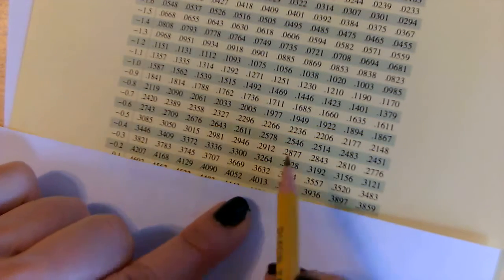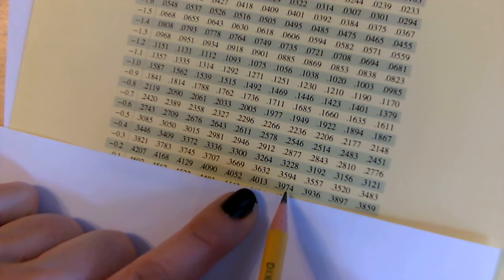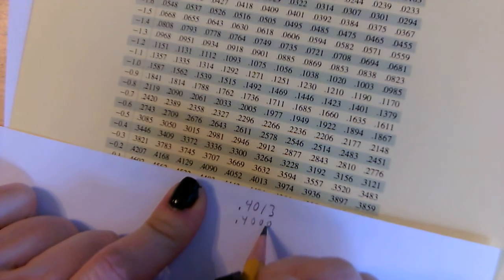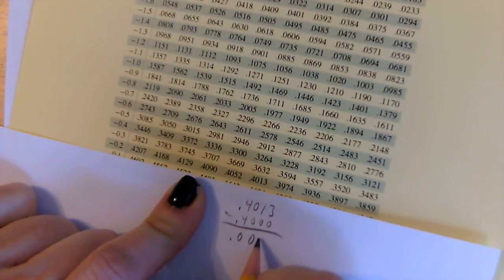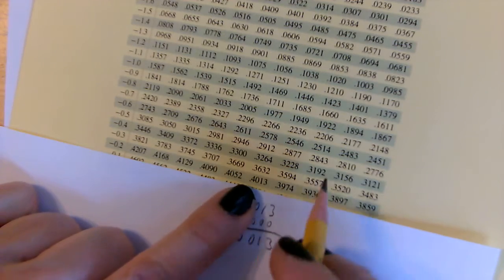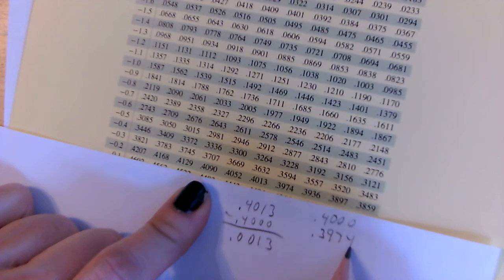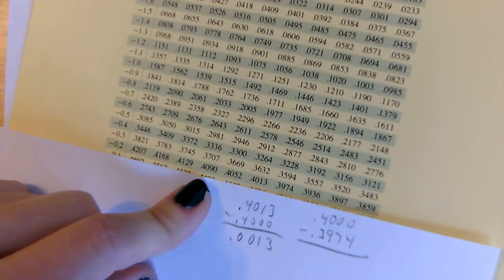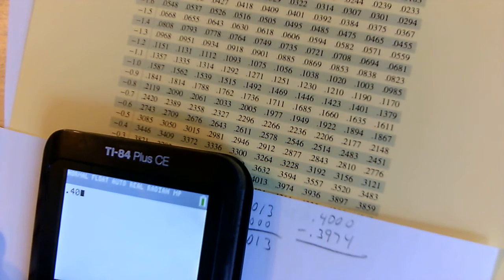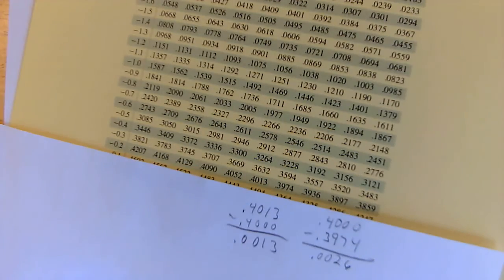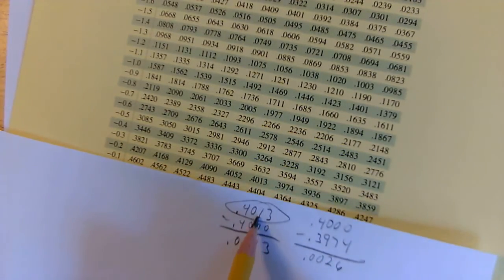So these two right here are going to be the closest. I have one below it and one above. So this one's 13 ten-thousandths off. And this one's 26 ten-thousandths off. So we're going to go with this one, which is closest to 0.4000, 40%.